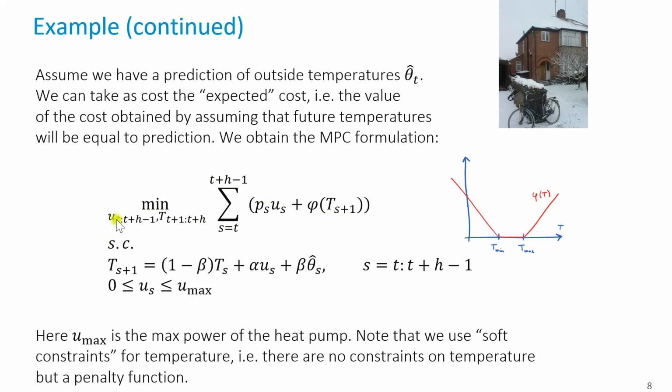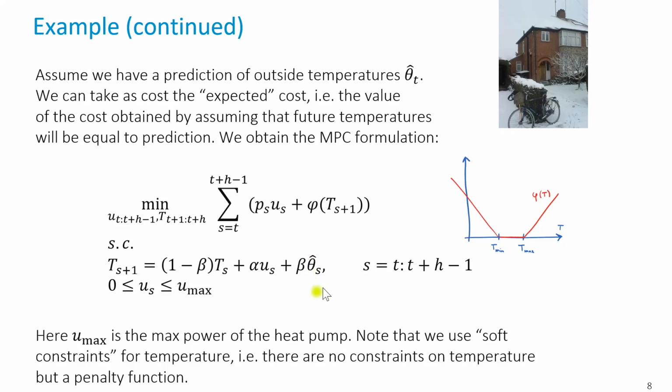The optimization variables are the control and the state. And the state space equation we have seen a minute ago. This is the linear relationship that gives the state at time s+1 as a function of the state at time s, the control action and the disturbance. Here, when s is equal to t, the state T_t is not an optimization variable, it's known, but all the other T's are optimization variables here.